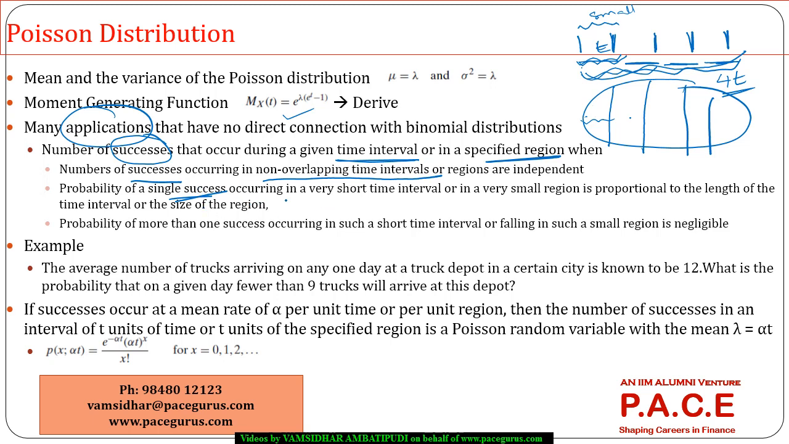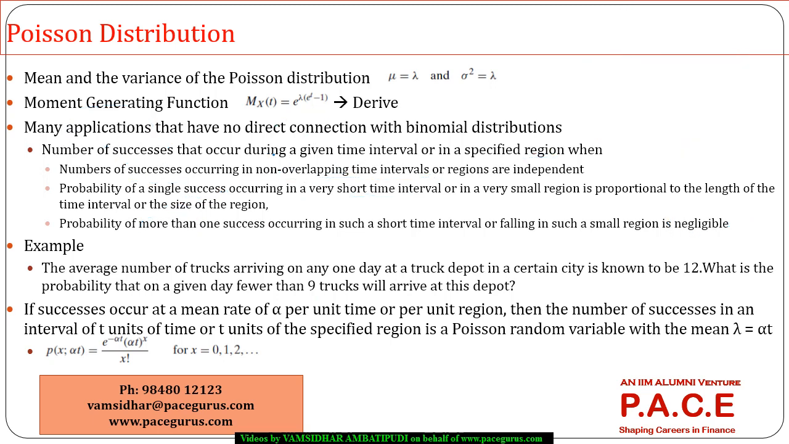The probability of a single success occurring in a very short time interval or in a very small region should be proportional to the length of the time interval or the size of the region. And the probability of more than one success occurring in this short time interval is almost negligible, so I can omit it. In that case, there are lots of applications of the Poisson distribution that do come up. So let's take a couple of examples to understand that.